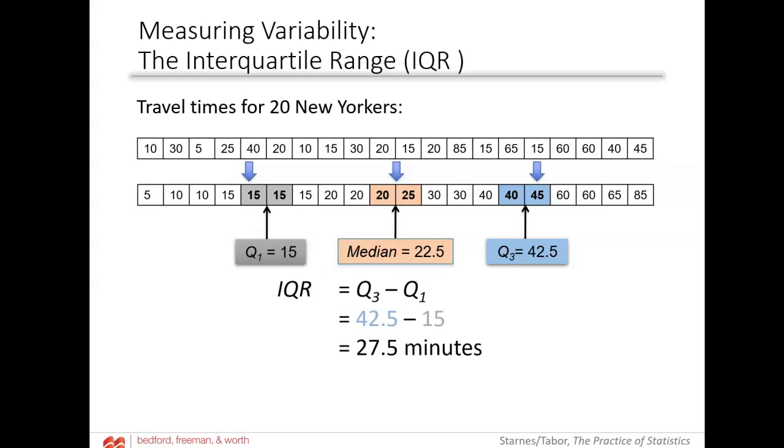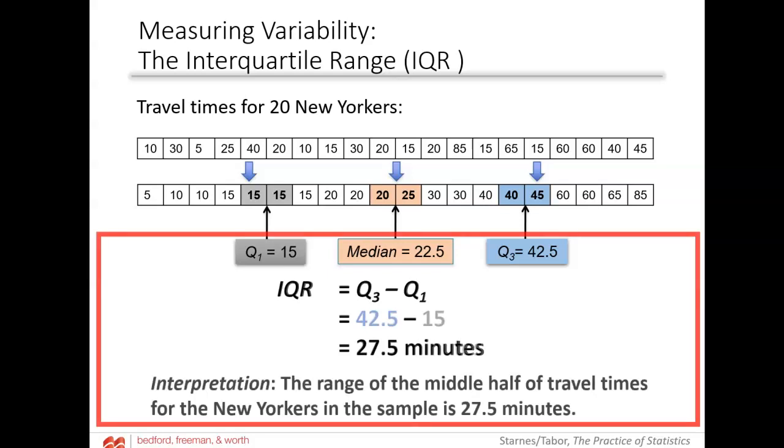Even numbers. Okay, so the next thing they do is they find the measure of variability for this problem, which is the interquartile range. So Q3 minus Q1 is, voila, 27.5 minutes. Make sure you label that, minutes. So this is how we interpret the interquartile range. The range of the middle half of travel times, or you can say the middle 50% of travel times for New Yorkers in the sample, that's important, is 27.5.